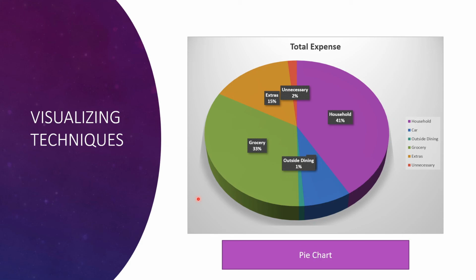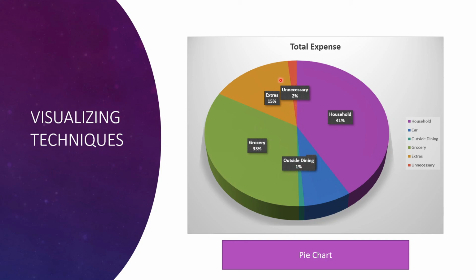Then I've got another section, in blue as you can see right here, for my car: car expenses, insurance, fuel, whatnot. Then I've got something to do with outside dining. We're not doing so much of that because of this current COVID thing. And you've got grocery, a good chunk of the budget goes to groceries. Then extras are things that I need, but they're not part of the grocery or anything else.